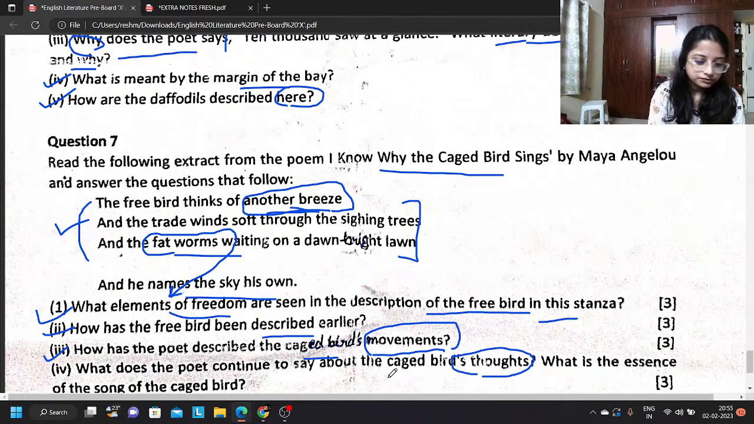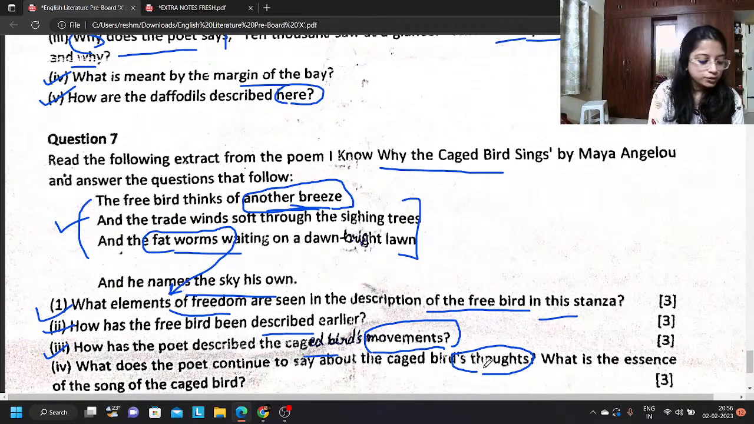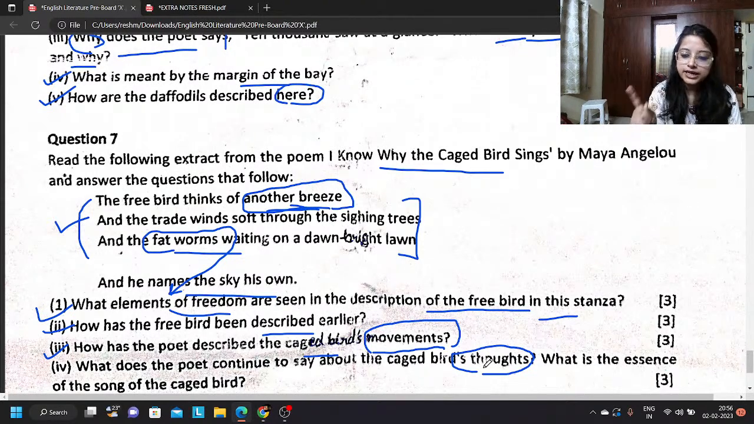Okay. What does the poet continue to say about the caged bird's thoughts? Now, what is the caged bird thinking? What do we have to say about that? And what is the essence of the song of the caged bird? So, what will we write about this one? Let's hear first. Now, in points, I'm telling you, what does the poet continue to say about the caged bird's thoughts?